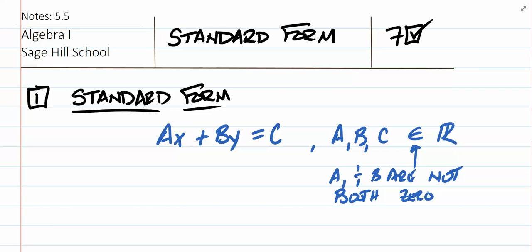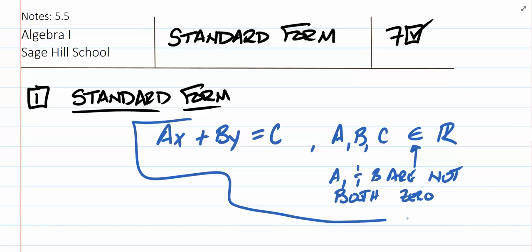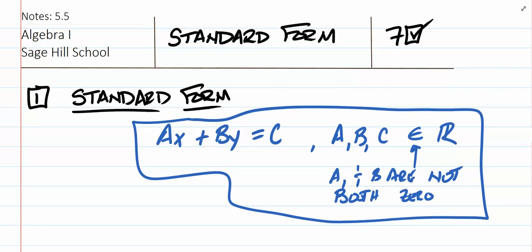So this is our working definition that we're going to be using for standard form. We have ax plus by equals c. A, b, and c are all real numbers, and a and b are not both 0 at the same time. Otherwise, we wouldn't have something that works.